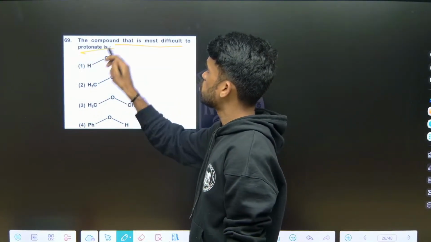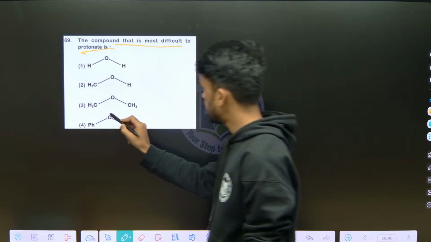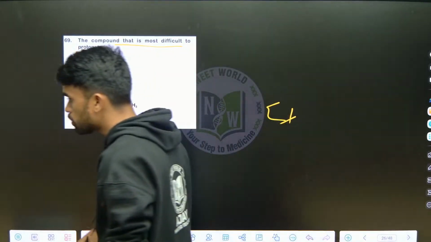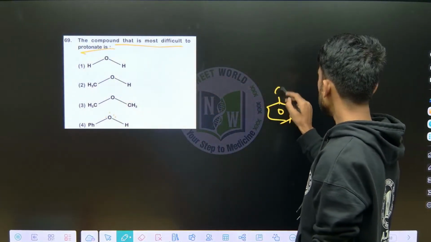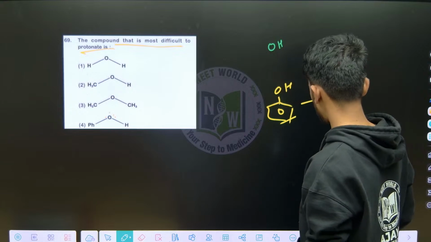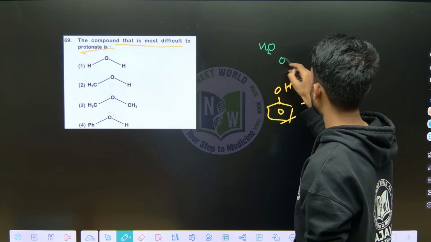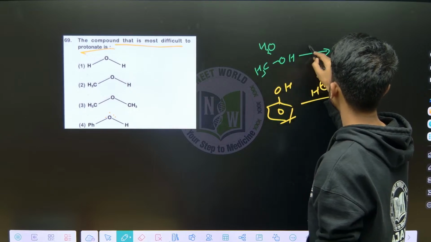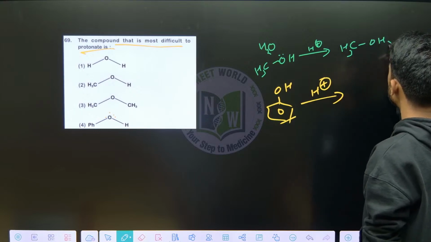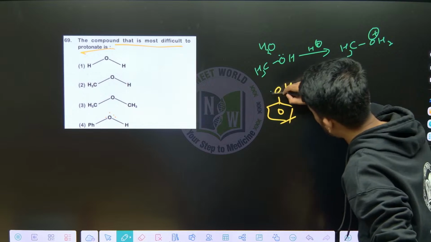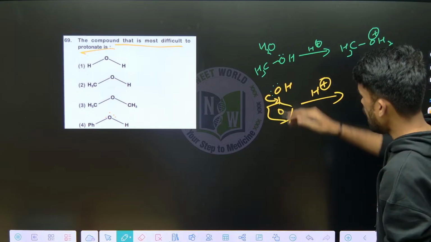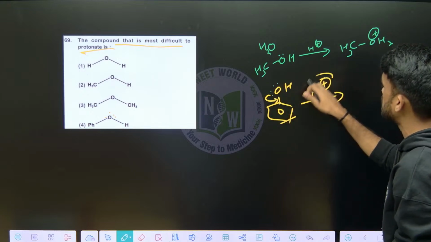Which of the following compounds is most difficult to protonate? Look here, there are lone pair electrons on phenol, like this. The remaining options are water, the first option, and methyl alcohol, the second option. These are protonated easily when compared with phenol. But the lone pair electrons of phenol are in conjugation with the ring pi electrons, and so are now less available to accept this proton.